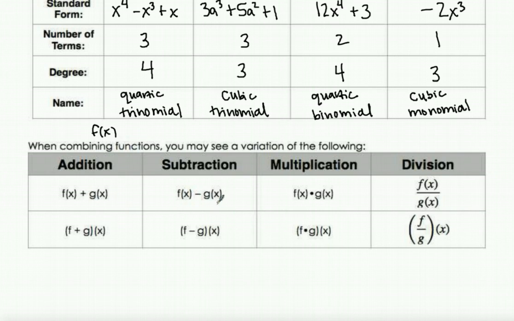This means the same, this means the same, this means the same, and this means the same. It's just kind of depends on what your problem looks like.